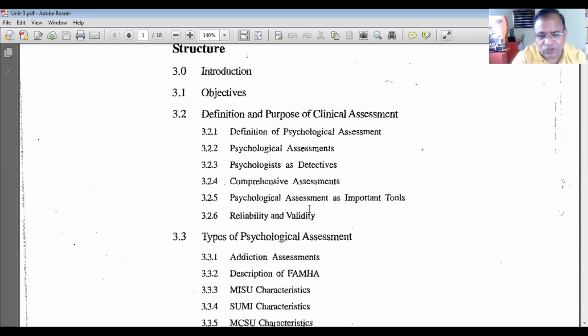SPM, standard progressive matrices, the validity is expected up to 0.92. CAQ, clinical analysis questionnaire, MMPI, the validity is almost above 0.9. Now, technically, what is reliability and validity? You have understood in statistics. So I will not give much more emphasis here.